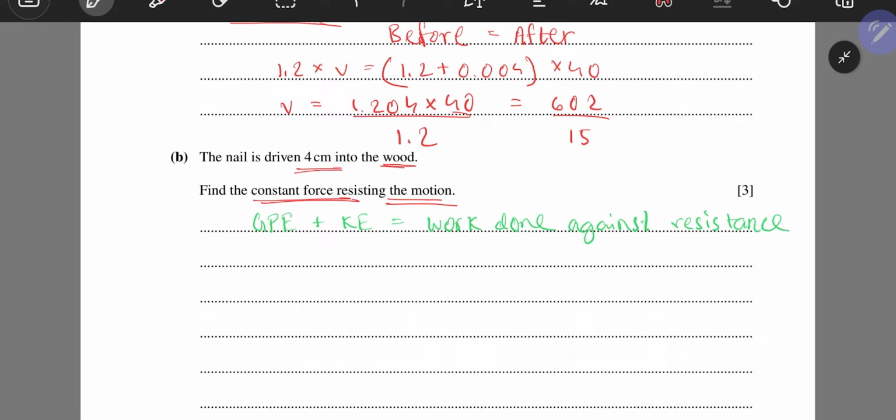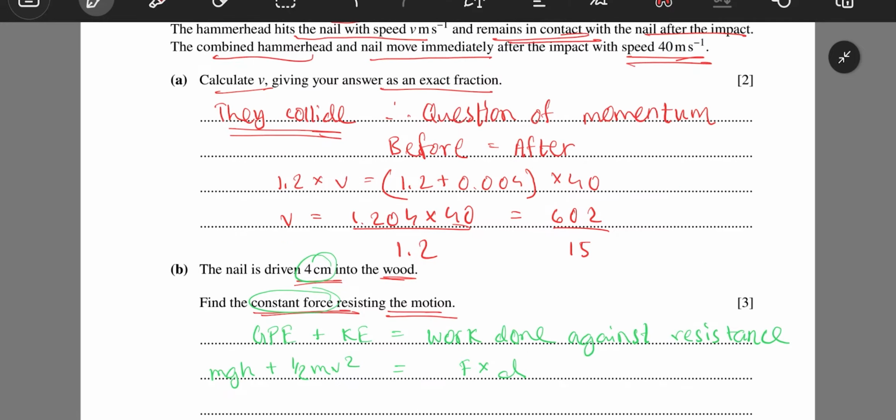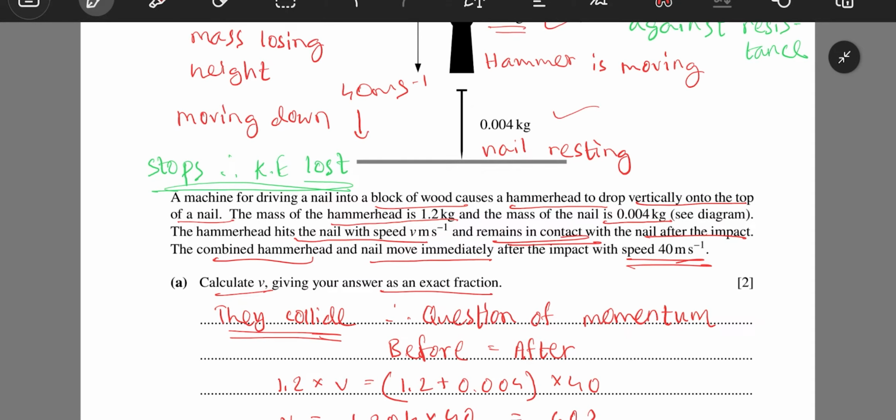And I know the formula for work done is just force times distance. GPE is nothing but mgh and KE is just half mv squared. So mgh plus half mv squared equals force times distance. They're asking us to find the constant force. The distance is the 4 centimeters that it is being driven into the wood. So now I'll start forming the equation. The mass we'll be using is the combined mass of the hammerhead and nail.